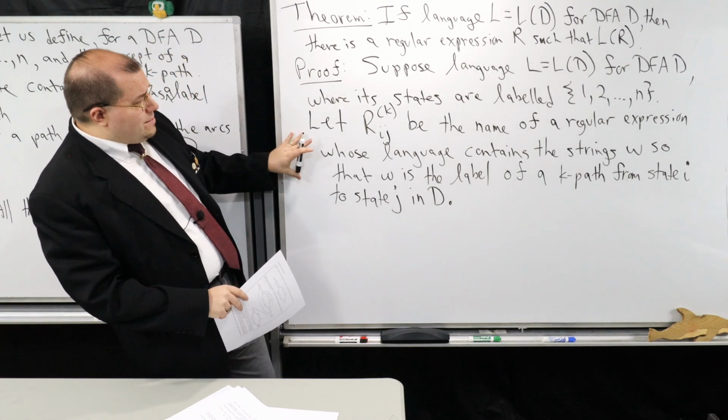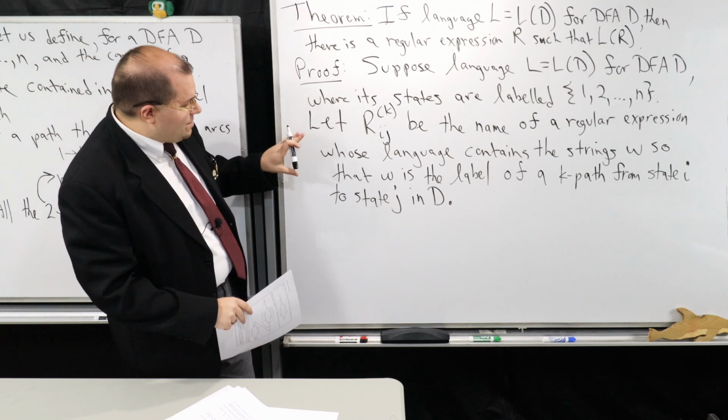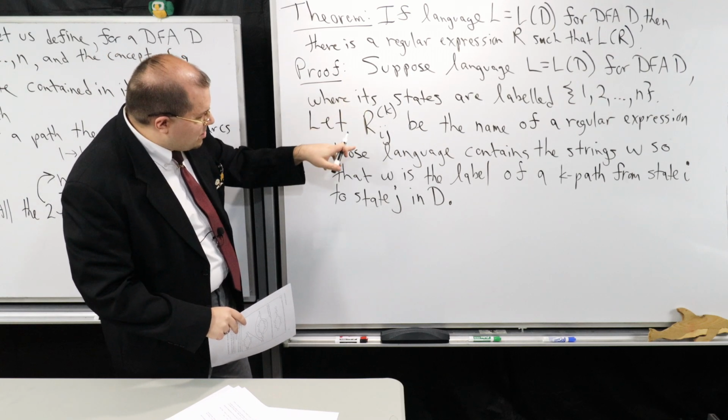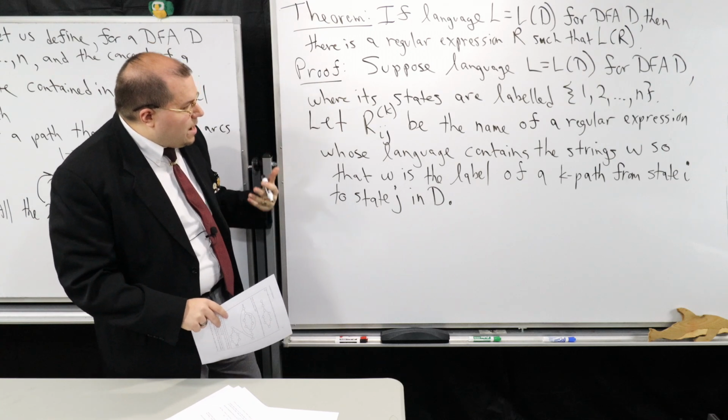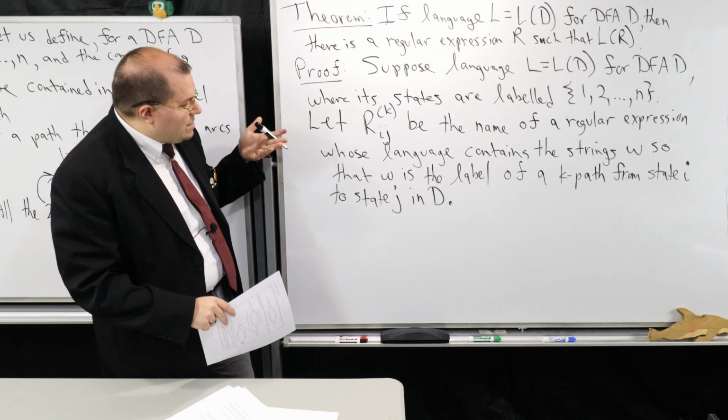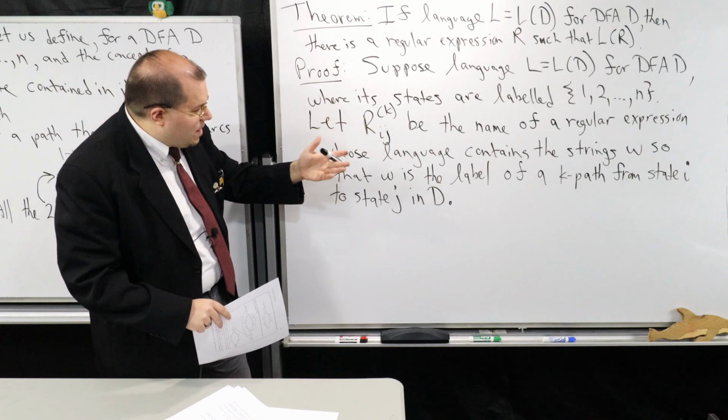So are we okay with this statement? All I'm really saying is that this is going to be the name of my expression, and its language is going to contain all the strings such that there is some label on a k-path from state i to state j.